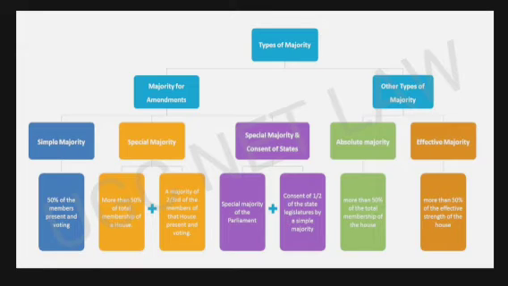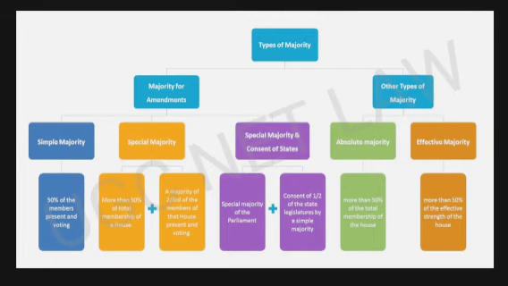Whereas in the other part, a special majority requires two-thirds of members of that house present and voting, whereas in effective majority, it is only more than 50% of the effective strength of the house. So it is different from special majority to effective majority. The same is for simple majority.